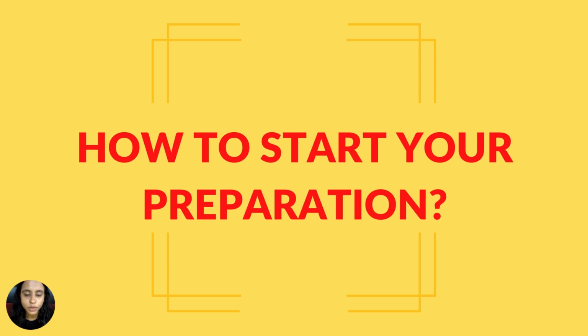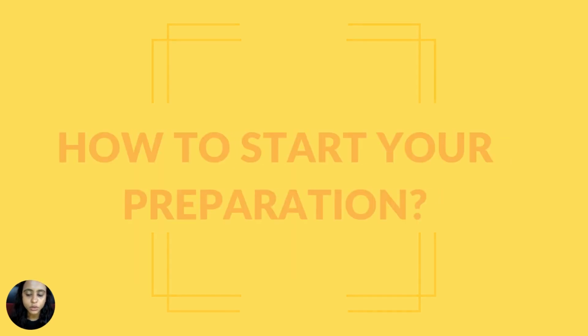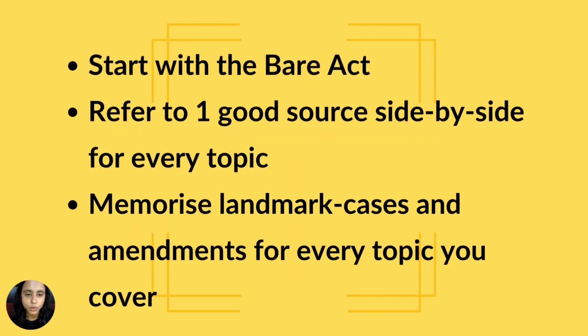Now we have all the important information that we need to have. So let's see how should you start with it. आपको सबसे पहले start करना चाहिए Bare Act से. You should cover it at least chapter wise. So for example, if you're reading the preamble, you should read the preamble and you should read the notes of the preamble as in क्या क्या amendment हुए, जो इसमें terms use हुए हैं, उनकी मतलब क्या है, right? So basically starting with the Bare Act topic wise and referring one good source side by side for notes for every topic is very important.